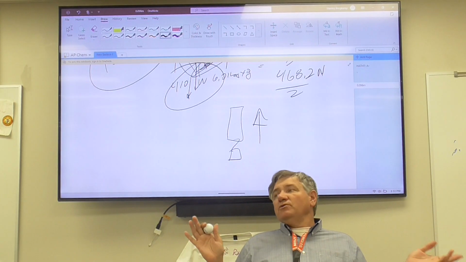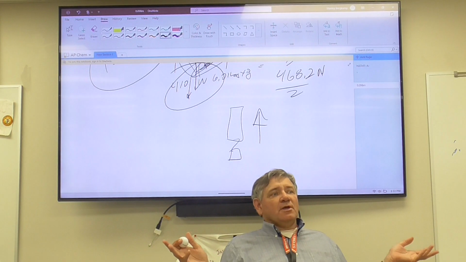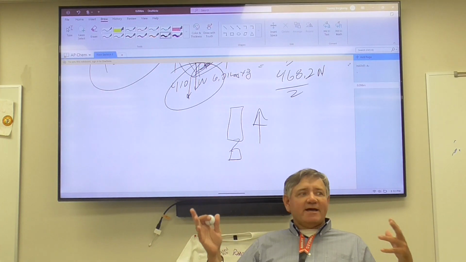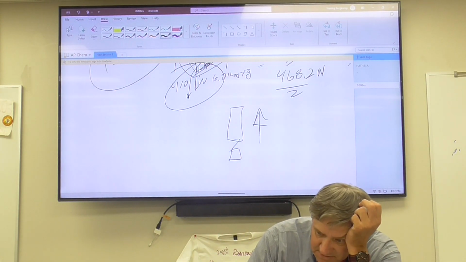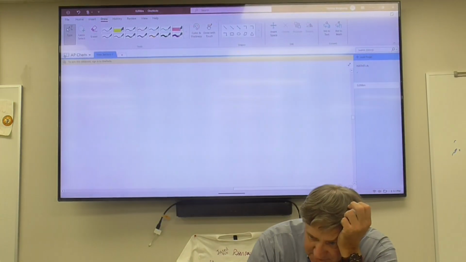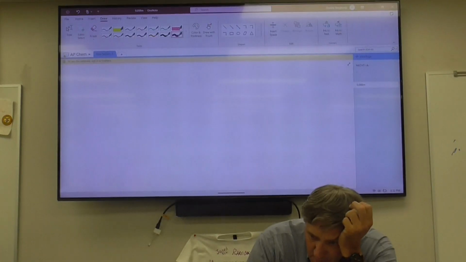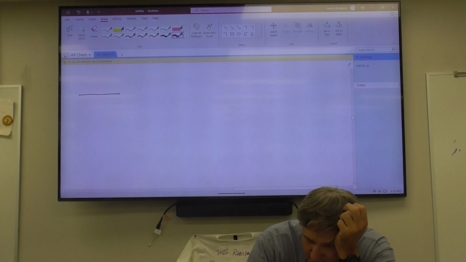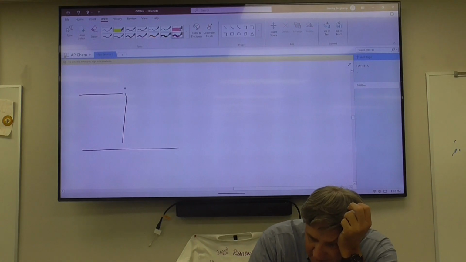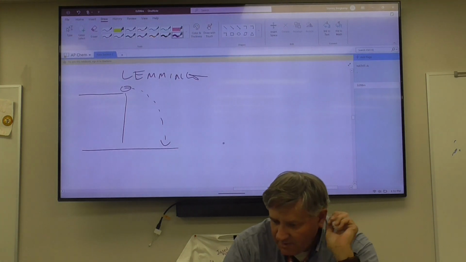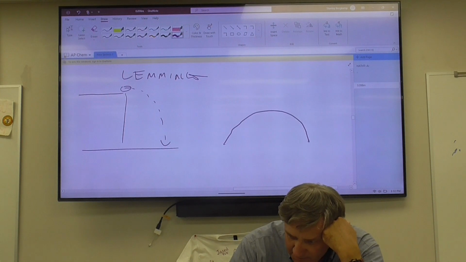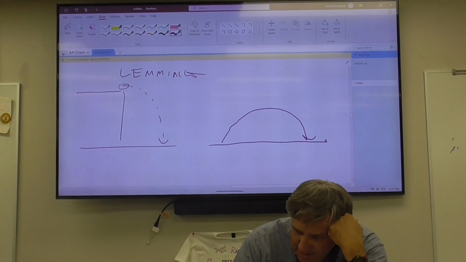There's actually no new equations to learn. We just have to repackage the equations that we have. With projectile motion, there's two broad types. One is where something goes flying off of a cliff like this, what I call a lemming problem. And then you're going to have a golf ball problem where you hit it and it goes up and it comes back down.